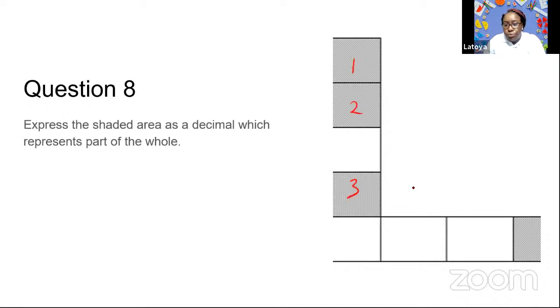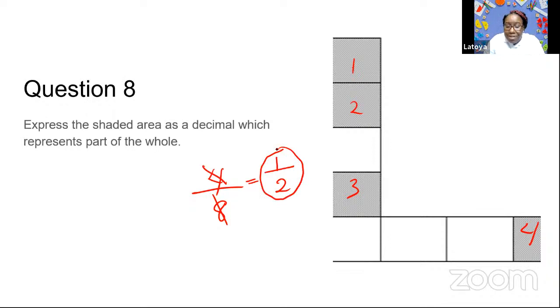1, 2, 3, 4. Okay. 4 out of how many parts? 1, 2, 3, 4, 5, 6, 7, 8. 4 out of 8 parts are shaded. Now, this 4 over 8 can be reduced to a half. 4 into 4 is 1, and 4 can go into 8 2 times. How do we write a half as a decimal? It is going to be 0.5. That is how we write a half as a decimal.